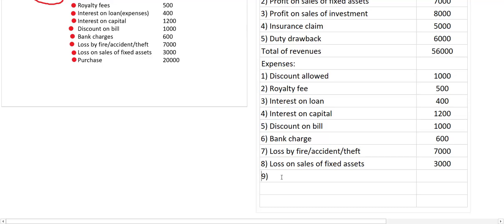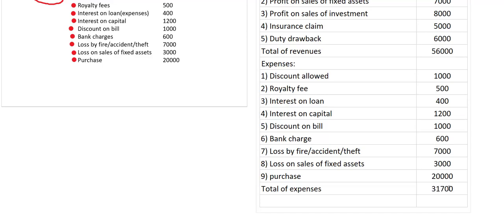9 is equal to this one. Although we had to mention purchase first, but we forgot to mention, so let us mention at the end, doesn't matter. So the total purchase is equal to amount of how much? 20,000. After that, mention the total of expenses. How much is the total of expenses? So please mention it and calculate it. When you calculate the total of expenses, it becomes 31,700, right?